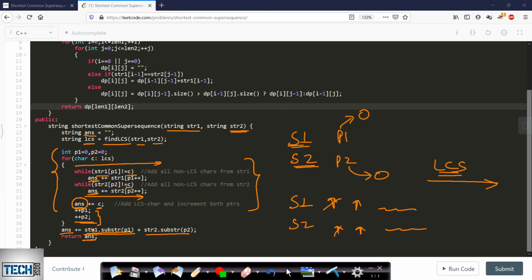Now in this problem, you can see that I have first added the characters of S1 and then the characters of S2. But you can also do it the other way. You can add characters of S2 and then characters of S1. It won't matter. Only the order inside a string will matter, and not which string is added first into your answer.